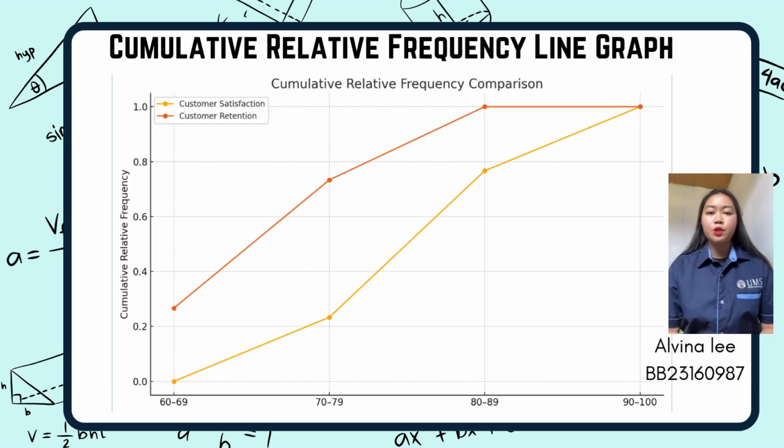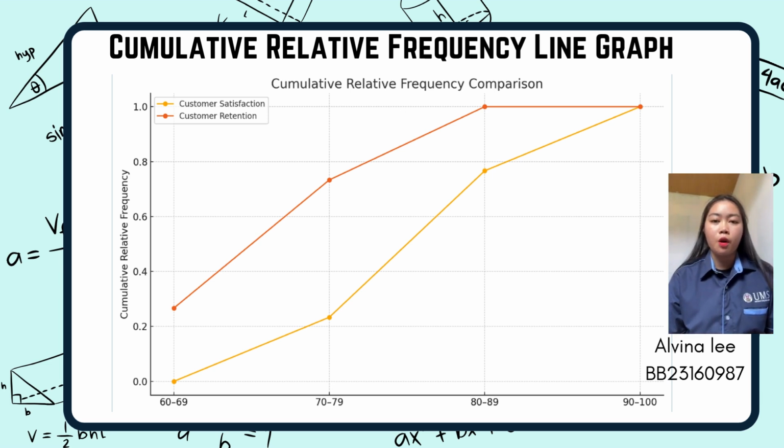This line graph shows the cumulative relative frequency. The line for customer satisfaction rises more steeply, meaning more businesses have high satisfaction scores, and we can see the line for customer retention is more gradual, indicating a wider spread and slightly lower retention scores. In conclusion, these graphs provide insight to help businesses identify whether they are performing well or improvement is needed.